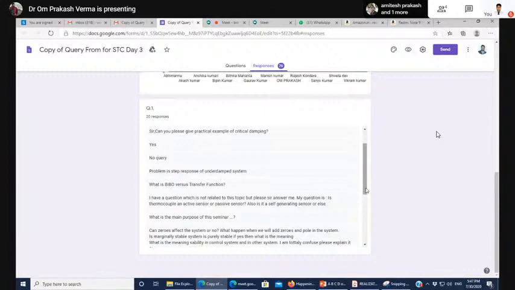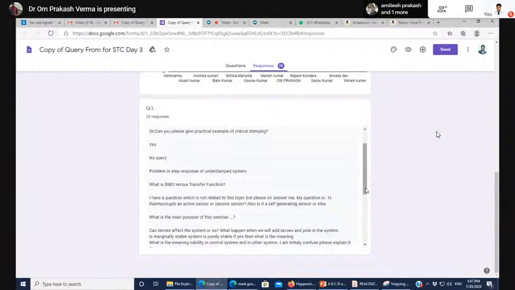What is BIBO versus transfer function? There is no relation between them. BIBO only states the stability: bounded input, bounded output. The transfer function relates the input and output, whereas BIBO only states the system stability: for a bounded input, the output should be bounded only.